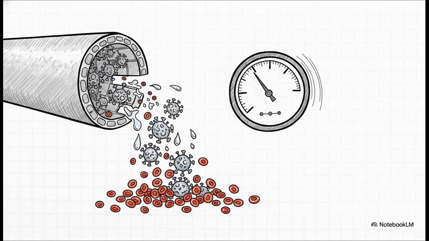As those vessel linings break down, the body starts leaking fluid incredibly fast. And it's this extreme, rapid fluid loss, combined with the internal bleeding, that throws the body into systemic shock. That's exactly why aggressive hydration and managing blood pressure become the absolute most critical factors for keeping patients alive.